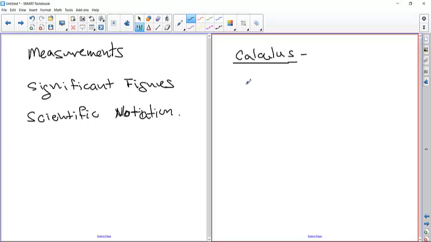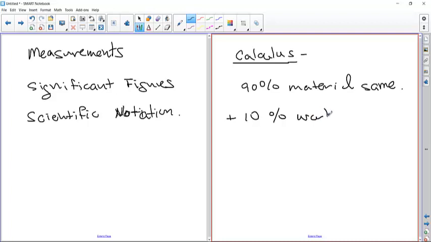And you'll find out that in physics, at least 90% of the material is the same between algebra-based and calculus-based. So for an extra 10% work now, you're going to save having to go over 90% of the same material again. So it might be worth the effort now to get it done.